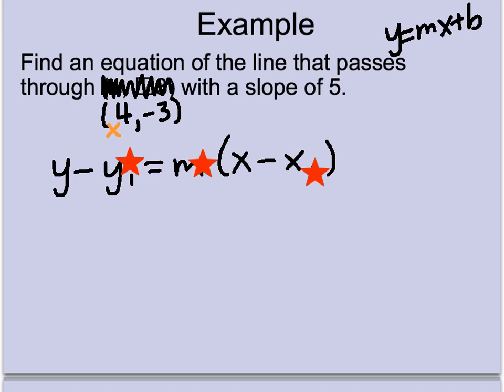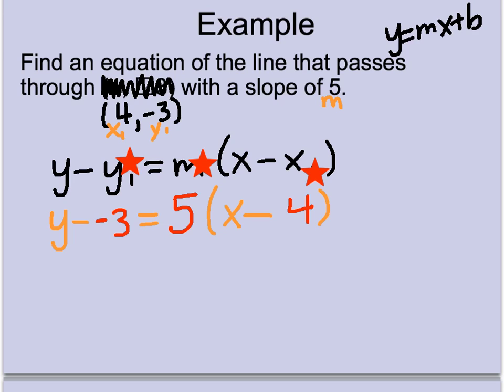So now I'm going to label my points. Here's x1, y1, and m. And I'm going to replace those in my equation. So I get y minus, and instead of y1, I put -3. And then I'm going to replace my m with 5. Then I will be replacing x1 with +4.